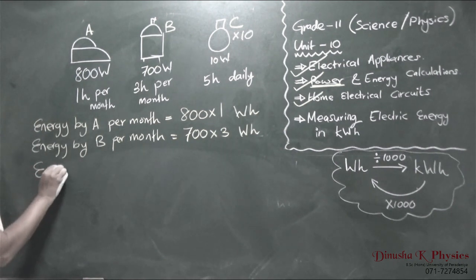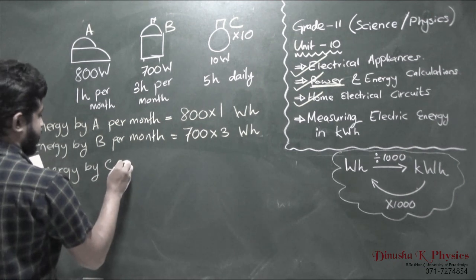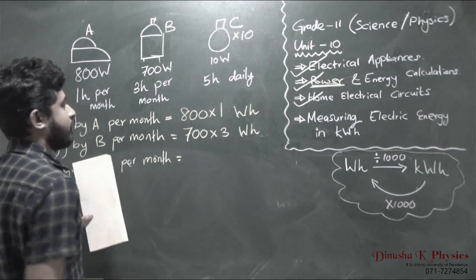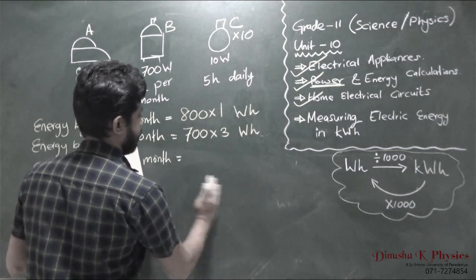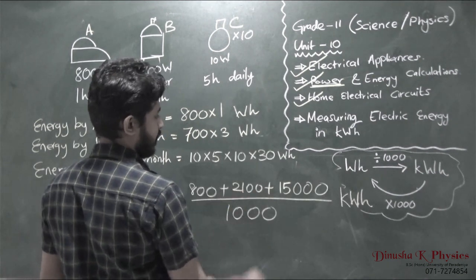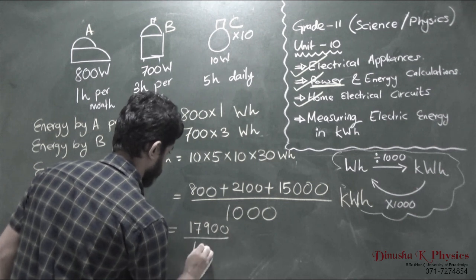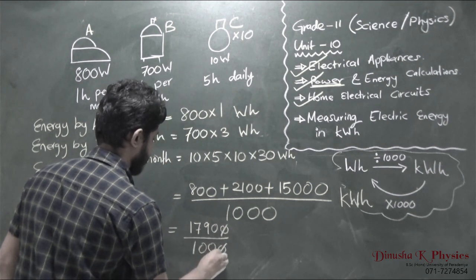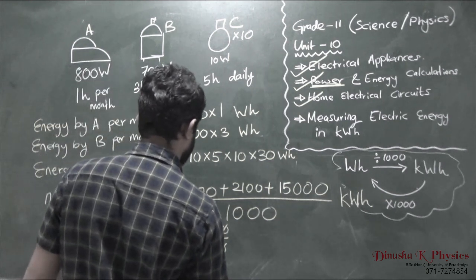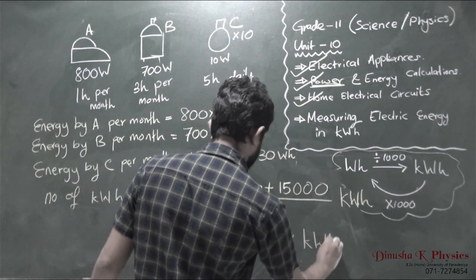Energy by appliance C per month. So it will be the power of the bulb 2900 plus 15,000 is 17,900, divided by 1000 will give you 17.9 kilowatt hours.